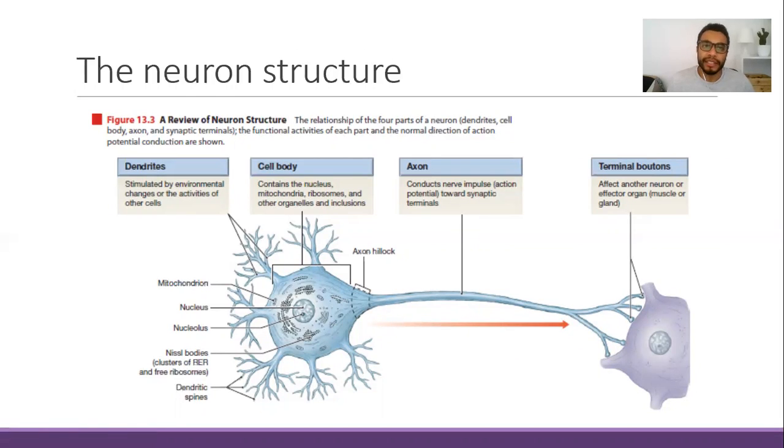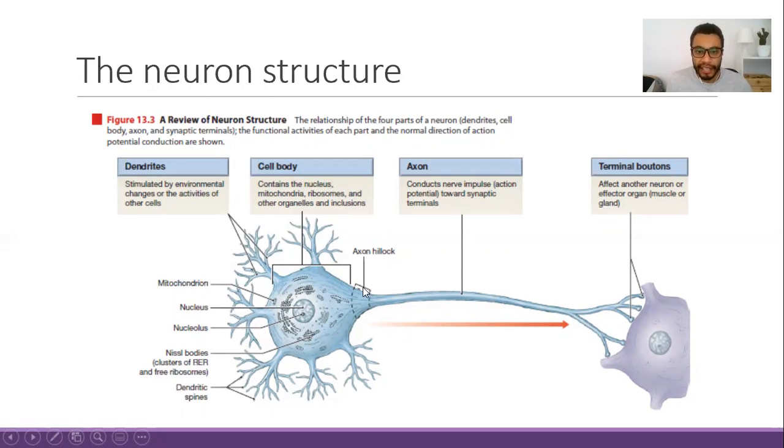But apart from the neurons, we also have other types of cells that are more responsible for giving support to the nervous system. So we have neuron cells, which make up approximately 80% of the total cells, and the remaining 20% approximately are non-neuron cells. So let's start with the neurons.